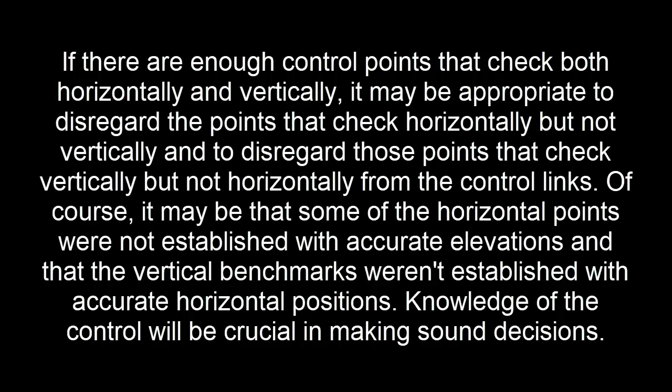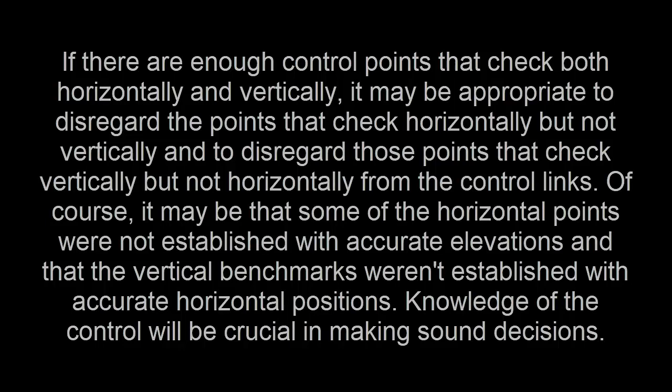If there are enough control points that check both horizontally and vertically, it may be appropriate to disregard the points that check horizontally but not vertically, and to disregard those points that check vertically but not horizontally from the control links. Of course, it may be that some of the horizontal points were not established with accurate elevations, and that vertical benchmarks were not established with accurate horizontal positions. Knowledge of the control will be crucial in making sound decisions here.